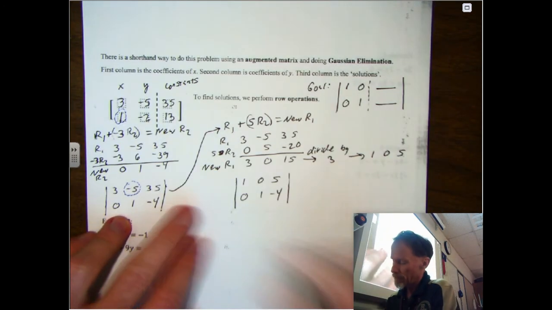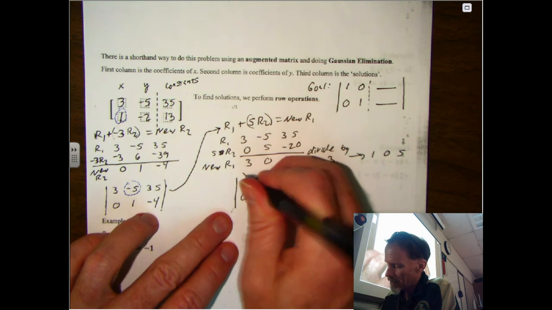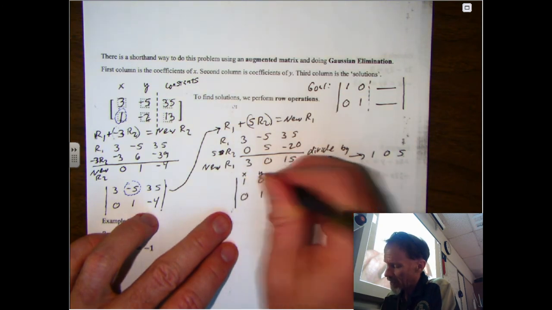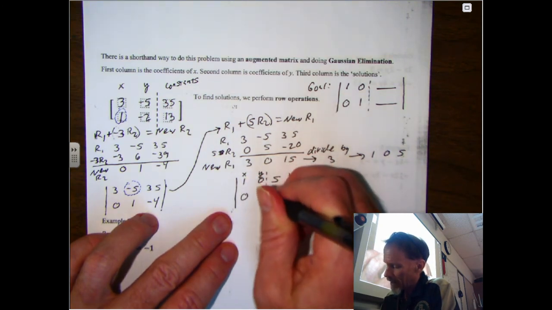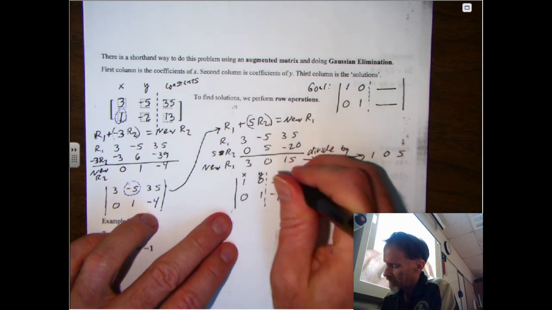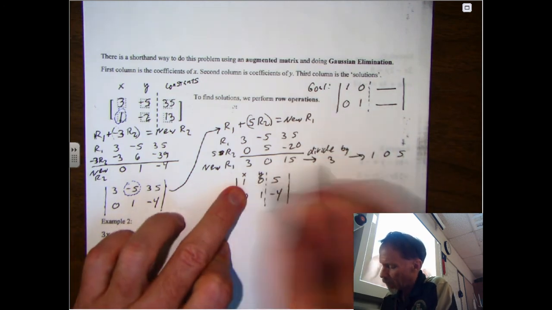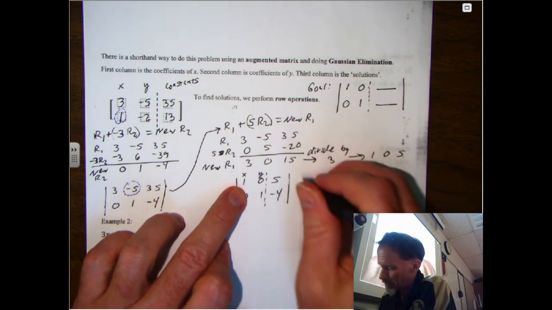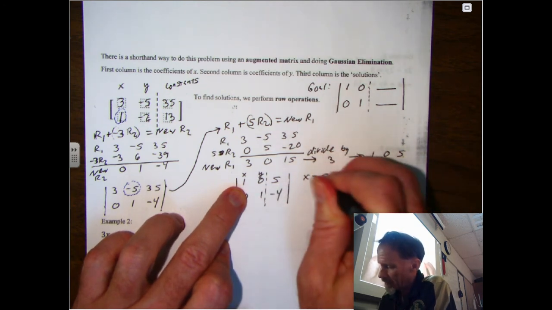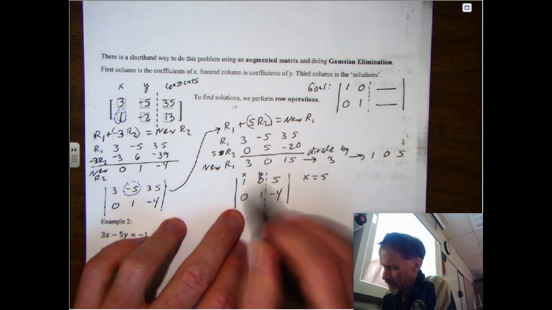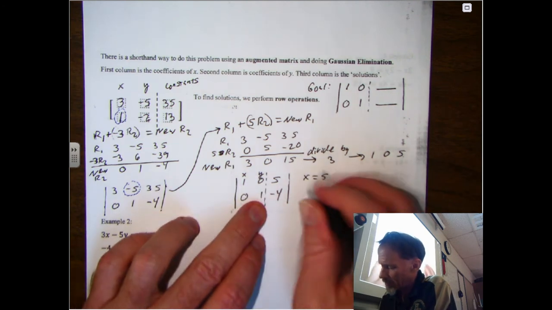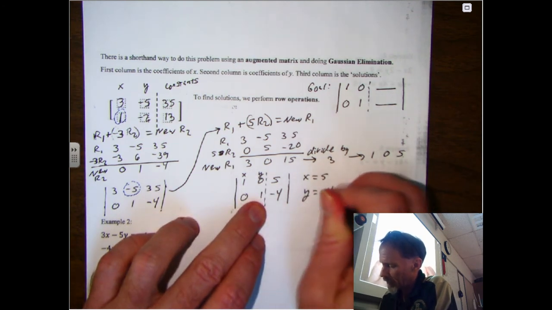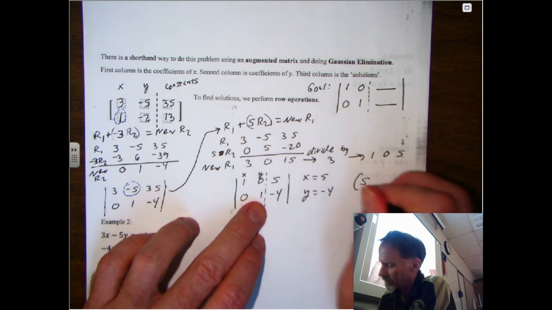So this right here, remember what this means. My column here was X and Y, and my equal sign was right there. So this is saying 1x plus 0y, so not even there. So this is saying x equals 5. And this says there's a 0 for the x, but 1y, so this says y equals -4. So there's your answer.